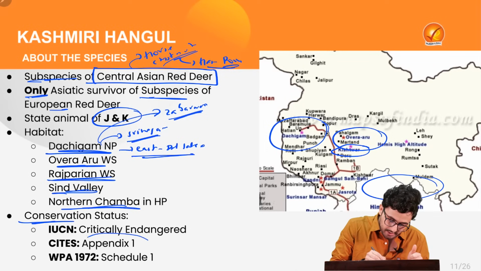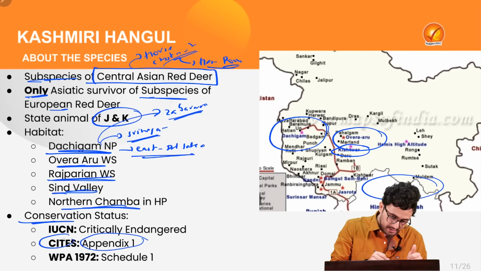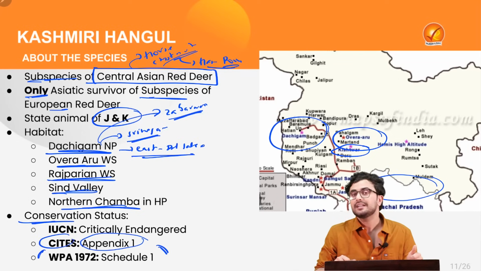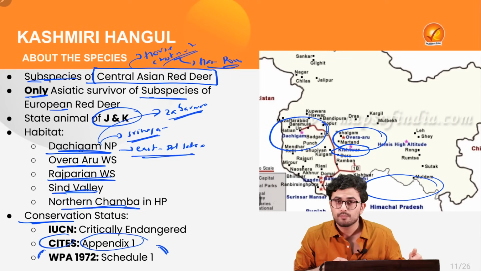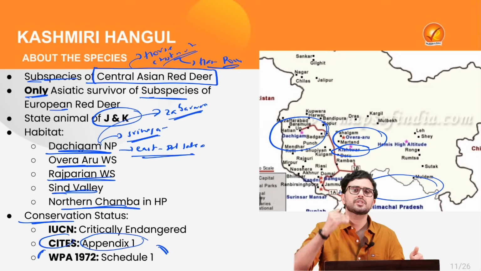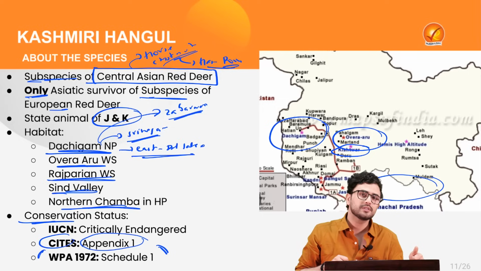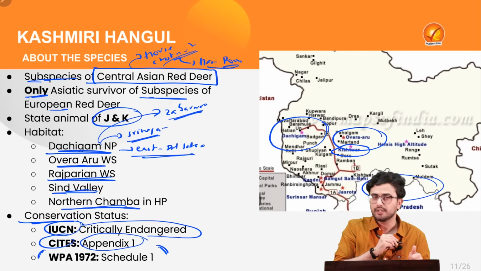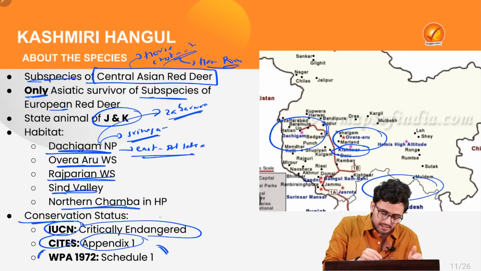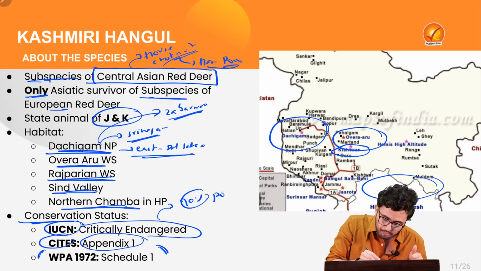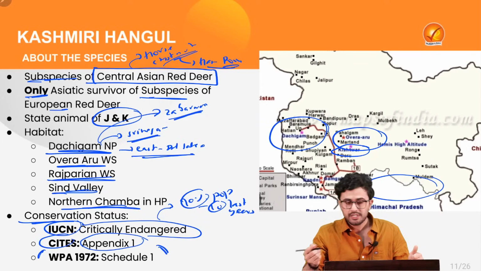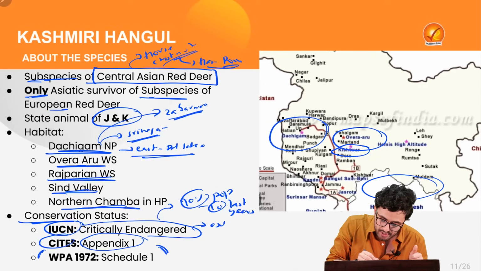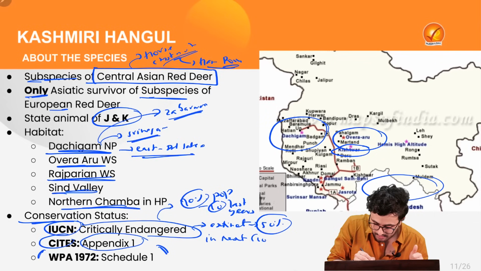This Hangul is listed on Appendix 1 of CITES and Schedule 1 of the Wildlife Protection Act of 1972. Such a high status of protection is provided to Hangul because it is listed as critically endangered on the IUCN list, which means that either 90% of the population has declined in the last 10 years, or there is a possibility that this species is going to be 50% extinct in the next 10 years.